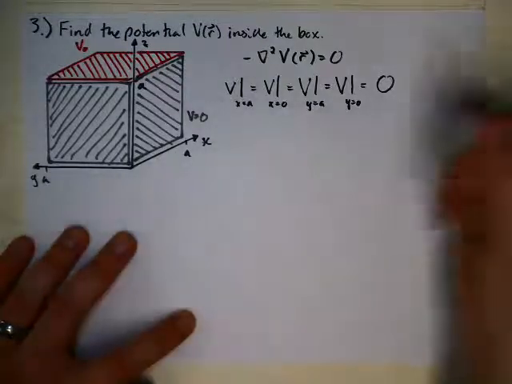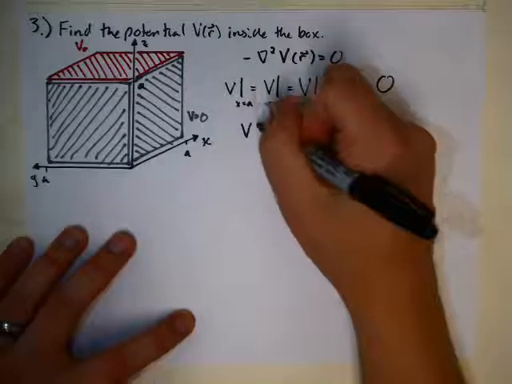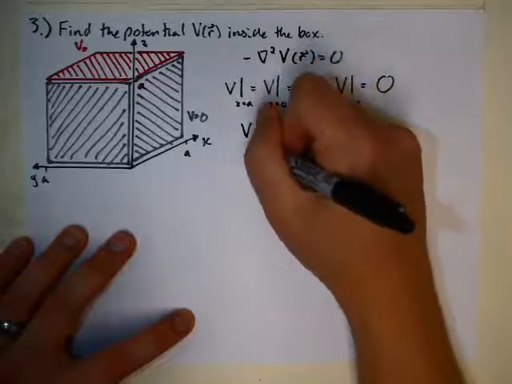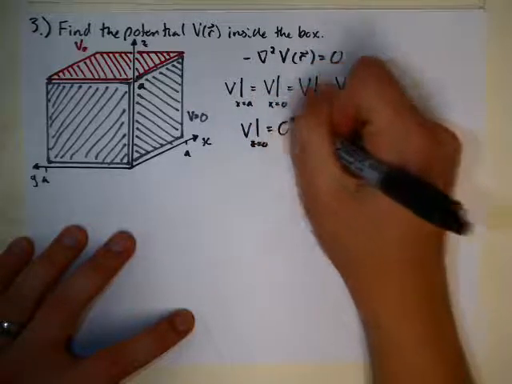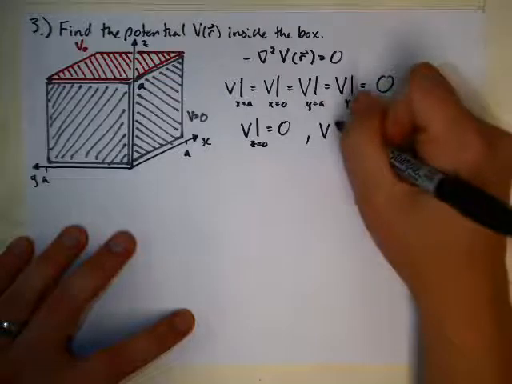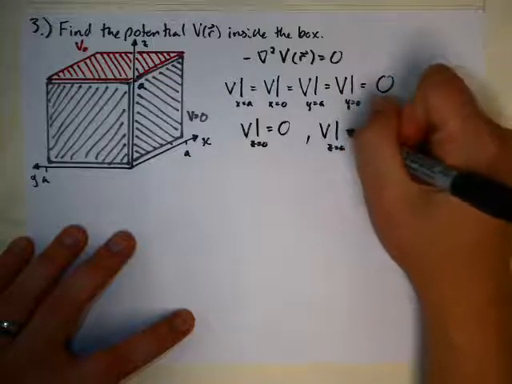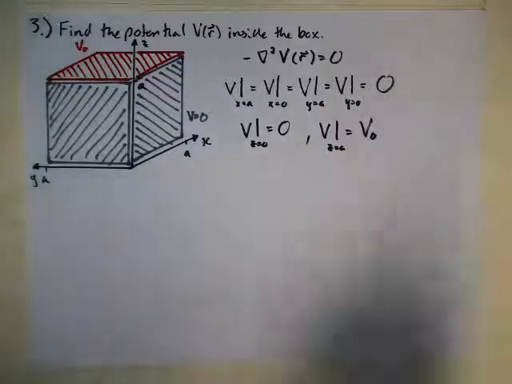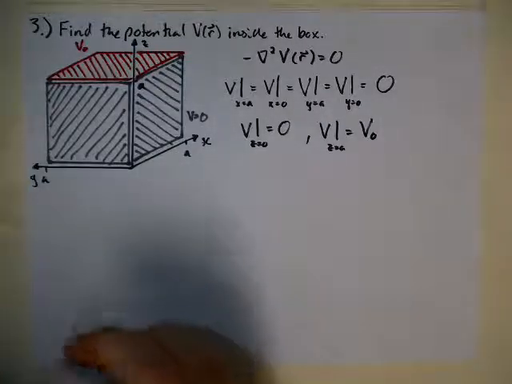For the interesting one, of course, I have V at z equals 0 should be 0, and V at z equals A should be some non-zero value V naught.